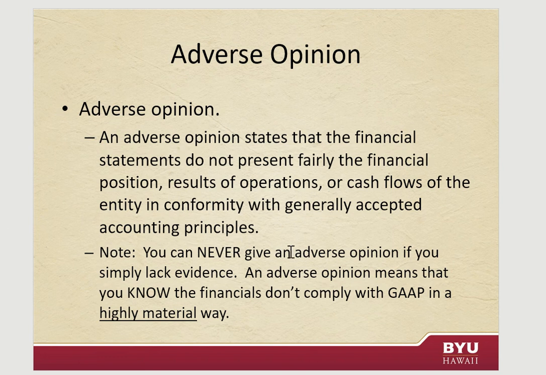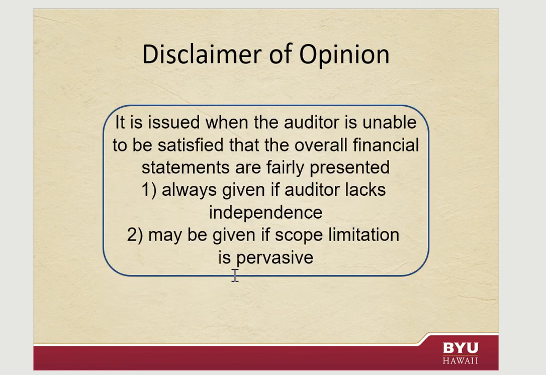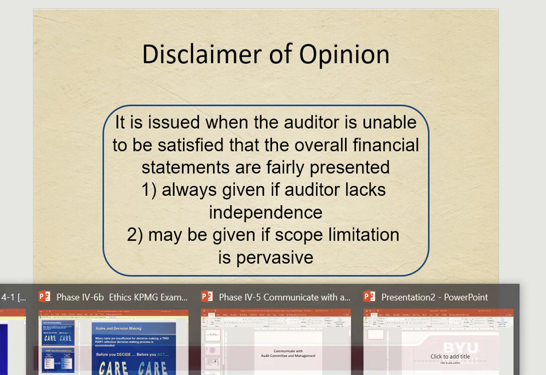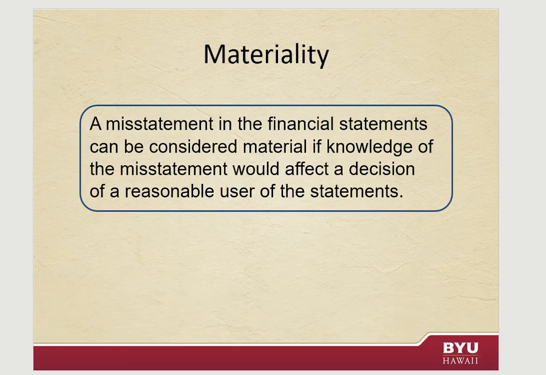You can never give an adverse opinion if you simply lack evidence. An adverse opinion means the financials don't comply with GAAP in a material way. And then disclaimer: given if the auditor lacks independence or if the scope limitation is pervasive, so a very highly material scope limitation. I'll go over your questions for Engage 15 in the next video.